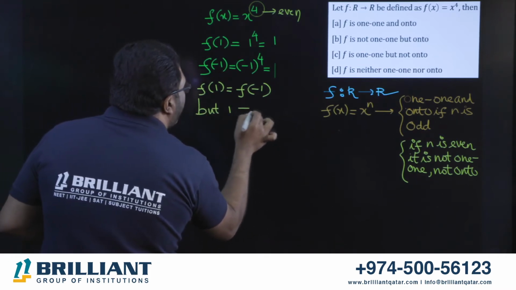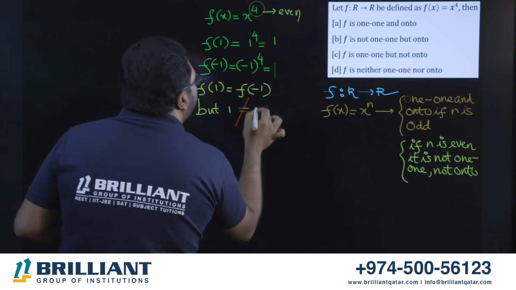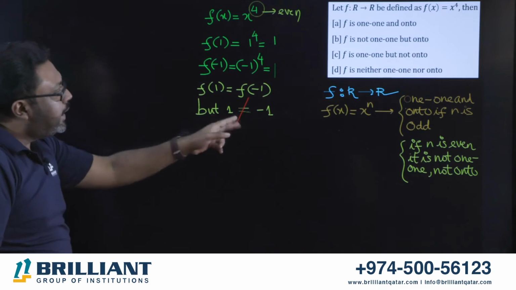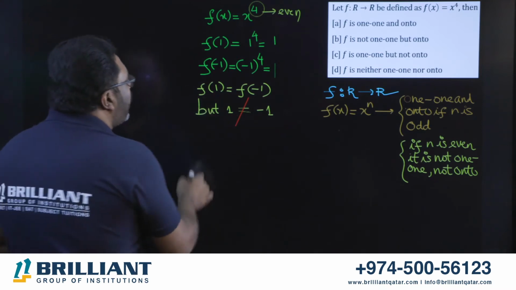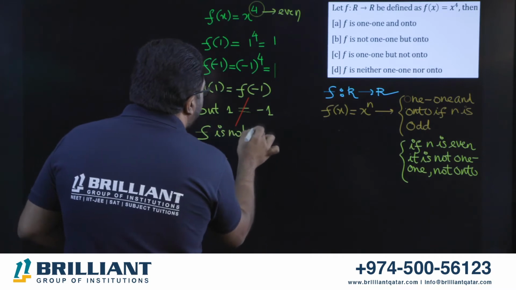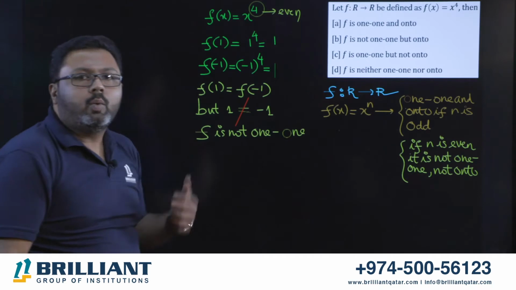1 is not equal to minus 1. That is the reason why f is not 1, 1. Okay. Now what about onto?